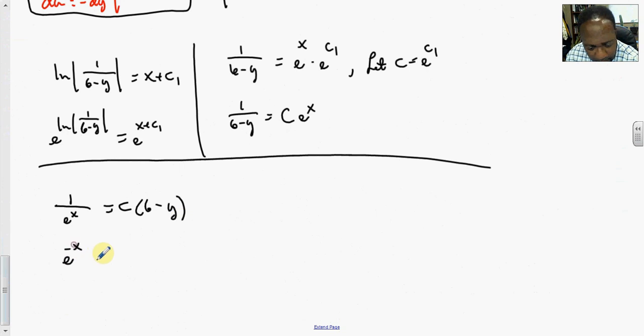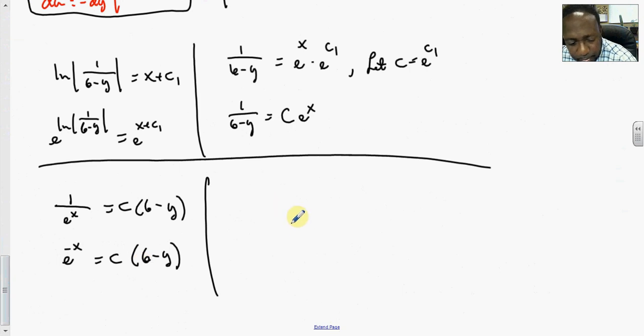So this is e to the negative x is equal to c times... I want to make a jump. I don't want to scare you. Here, we're going to divide both sides by the c. C is a constant, so I'll just write it as c hat. Okay. So this is c hat times e to the negative x. That's equal to 6 minus y.